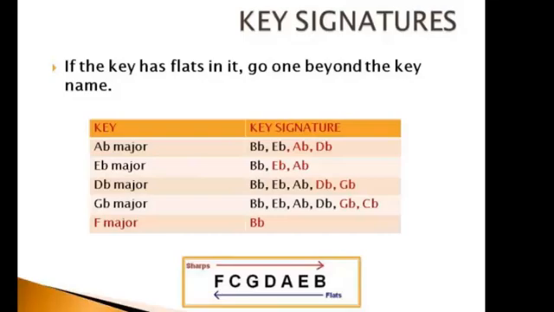G flat major would have B flat, E flat, A flat, D flat, G flat, C flat. The C flat is the added flat. Battle ends and down goes Charles's. And F major is the exception to the rules. F major has B flat, and you just have to remember it.